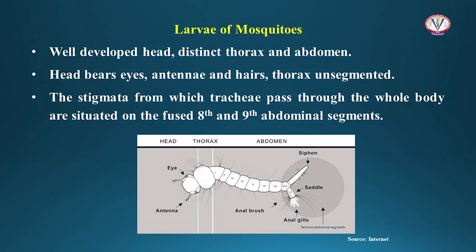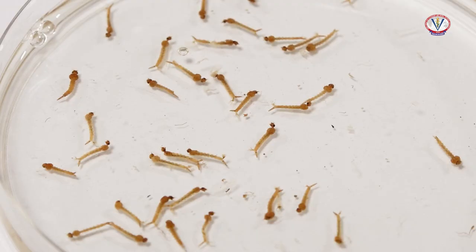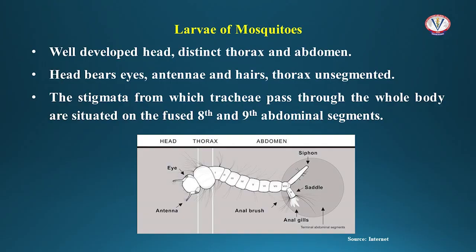The larva has a well-developed head, a distinct thorax and abdomen. Head bears eyes, antenna and ears. The thorax is unsegmented. The stigmata, from which the trachea pass through the whole body, are situated on the fused 8th and 9th abdominal segments.